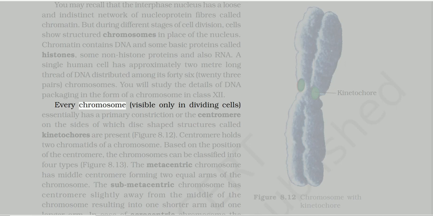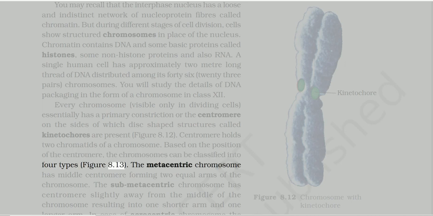Every chromosome, visible only in dividing cells, essentially has a primary constriction or the centromere, on the sides of which disc-shaped structures called kinetochores are present. Figure 8.12: Centromere holds two chromatids of a chromosome. Based on the position of the centromere, the chromosomes can be classified into 4 types.